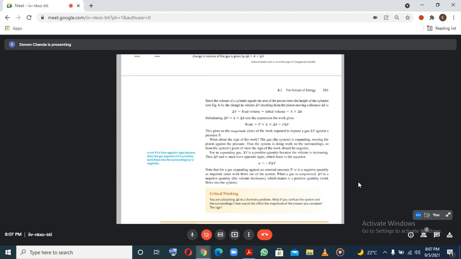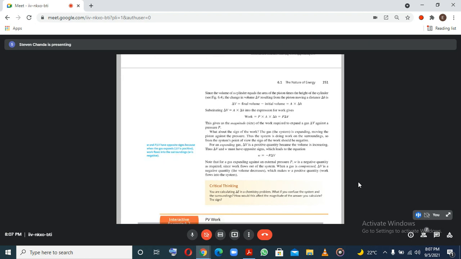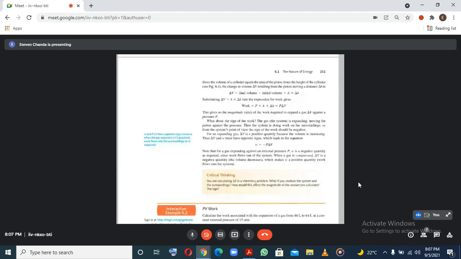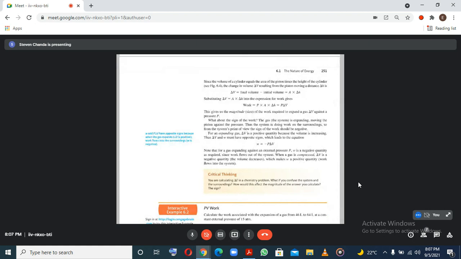Okay, so now let's look at a practical question. From what we've discussed, calculate the work associated with the expansion of a gas from 46 to 64 liters at constant external pressure. Okay, so constant external. You see the pressure is usually constant, right? There's no change in the pressure even from our equation. So that's basically it. So then, at a constant external pressure of 15 atmosphere.